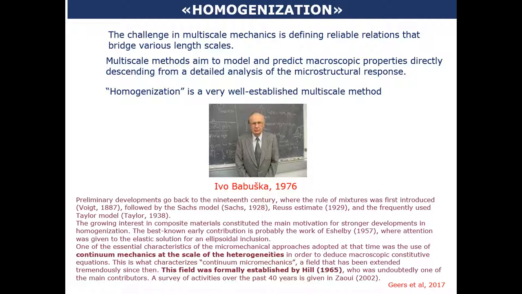So in a few words, the challenge in multiscale mechanics is the reliable definition of relations that are able to bridge various length scales that characterize heterogeneous materials. And the main idea of these multiscale methods is the prediction of macroscopic properties directly descending from a detailed analysis of the microstructural response. And so homogenization is a well-established method that falls within the multiscale methods.